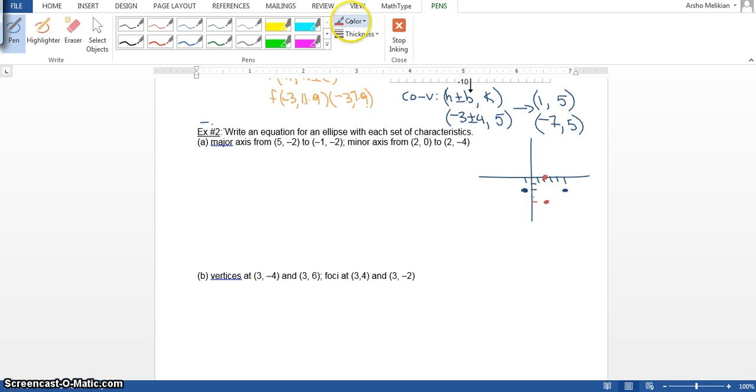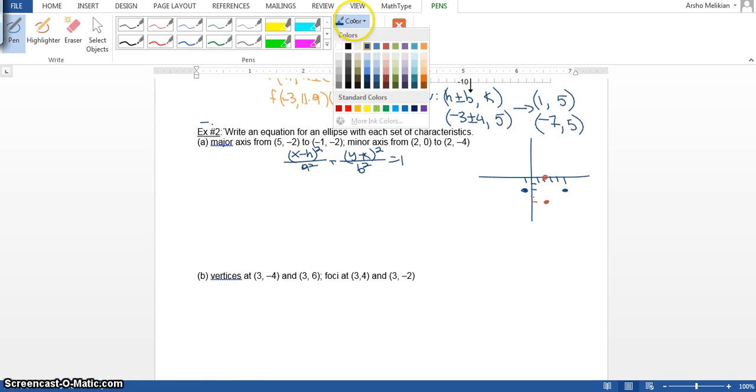Is this a horizontal or a vertical one? Horizontal. This is a horizontal one, meaning my equation is going to look like this: (x − h)² over a² plus (y − k)² over b² is equal to 1. I have nothing. I need to find h and k, a, and b. First, I need to find h and k for the center.